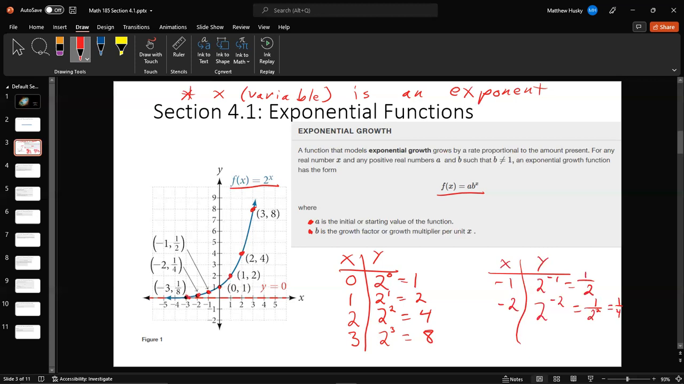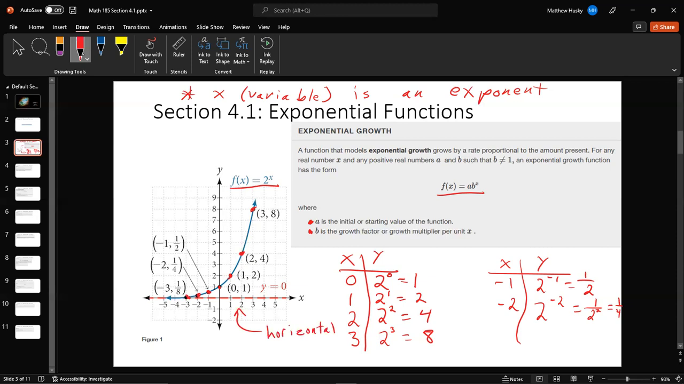So it has a vertical asymptote like we've seen. Or actually, I'm sorry, that's a horizontal asymptote, excuse me. It has a horizontal asymptote. It levels off at 0. And so this is an example of an exponential function.